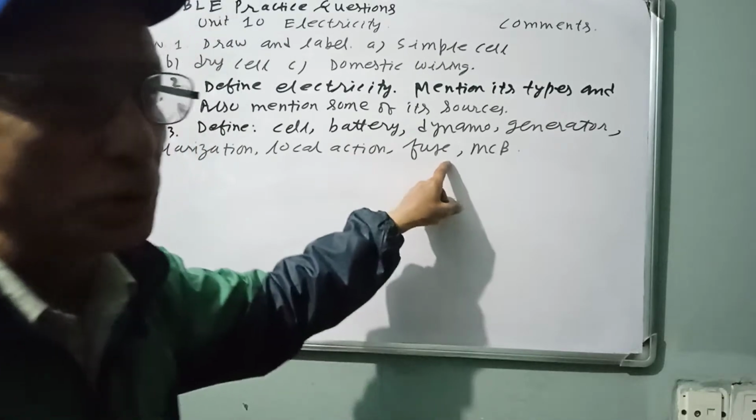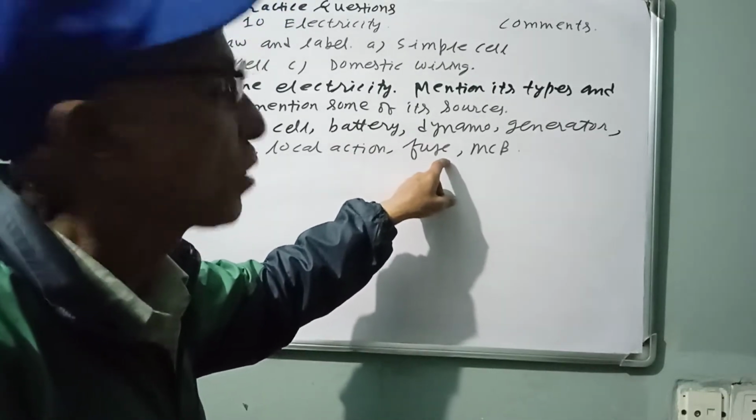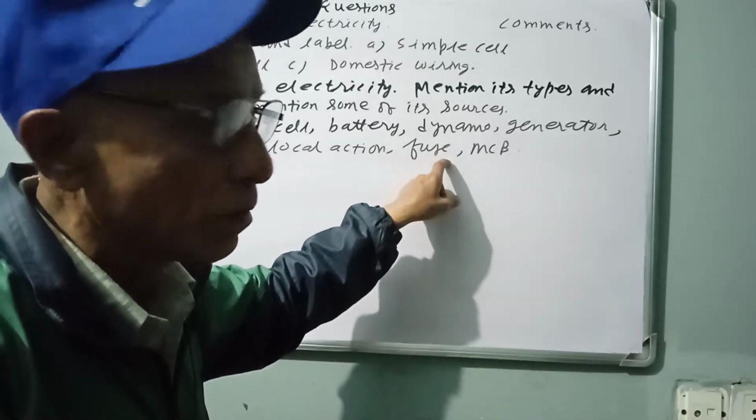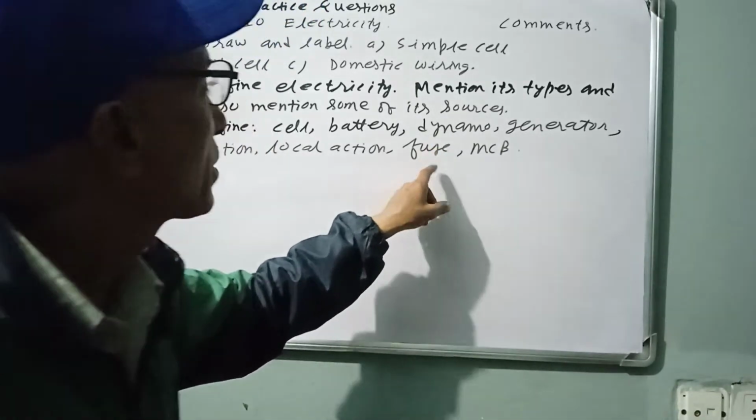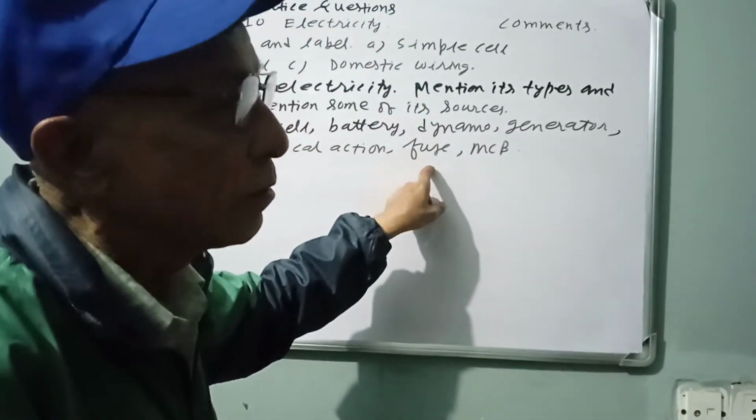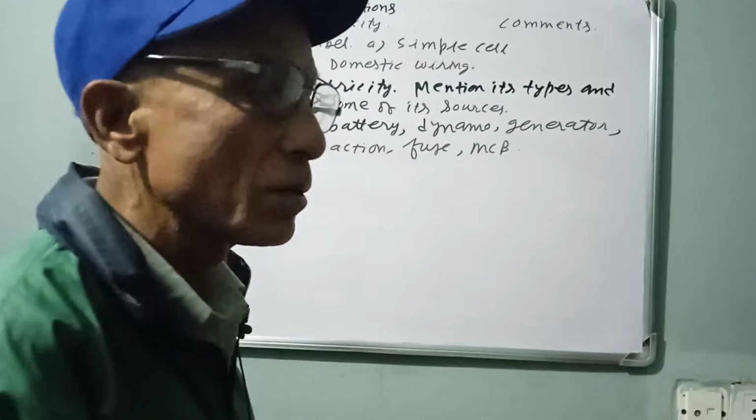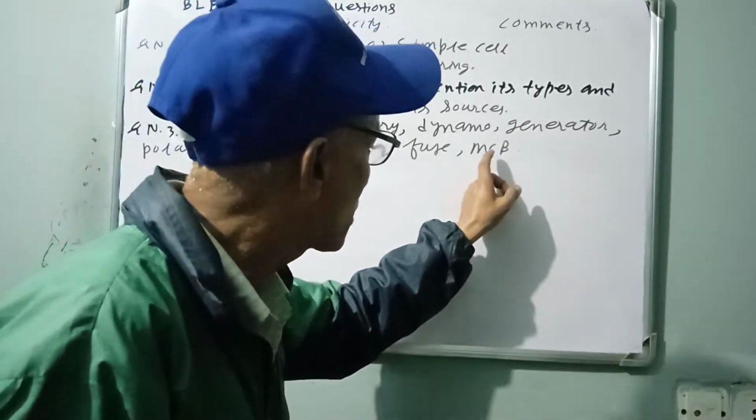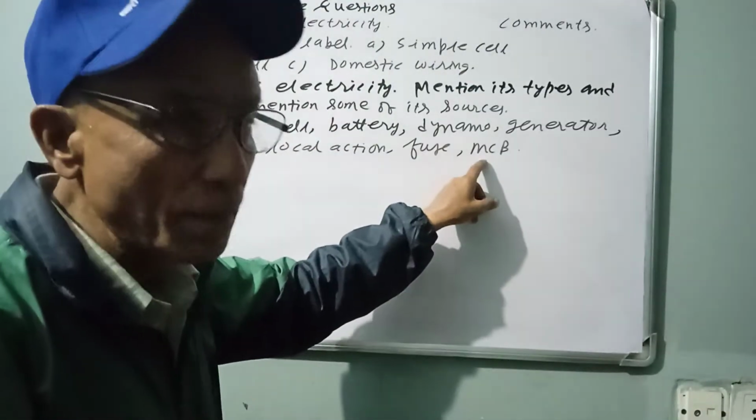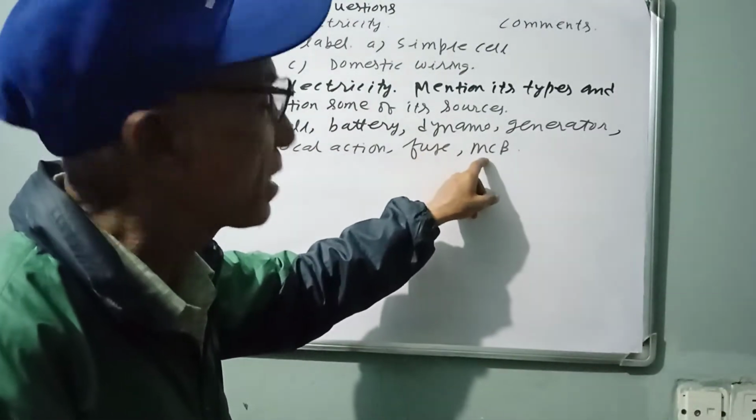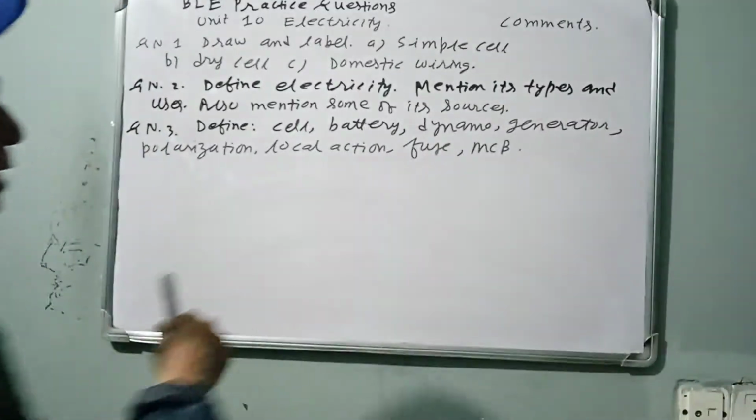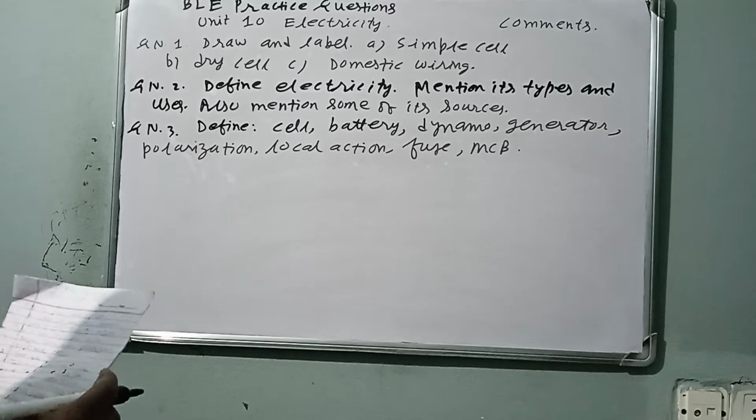Fuse. A fuse is a short piece of wire, an alloy of lead and tin. It has low resistance and it melts at low temperature just to protect other electrical devices. MCB, miniature circuit breaker. It is an improved form of fuse, more advanced. It can be reset and reused easily. So an MCB is better and easier to use.